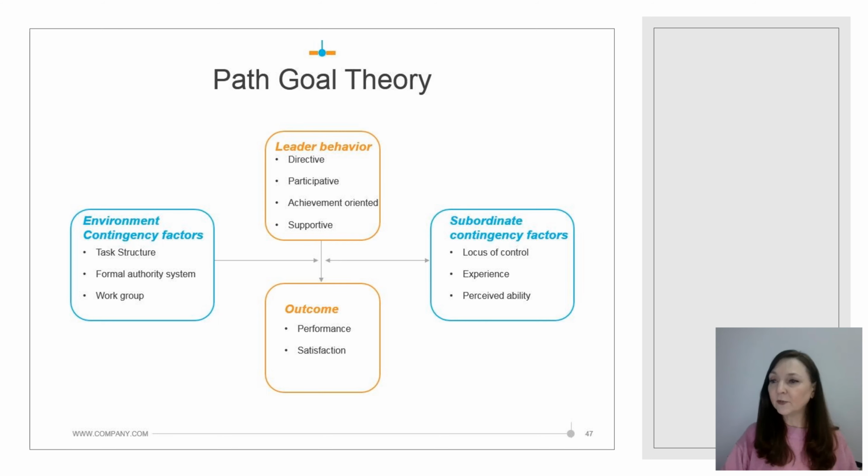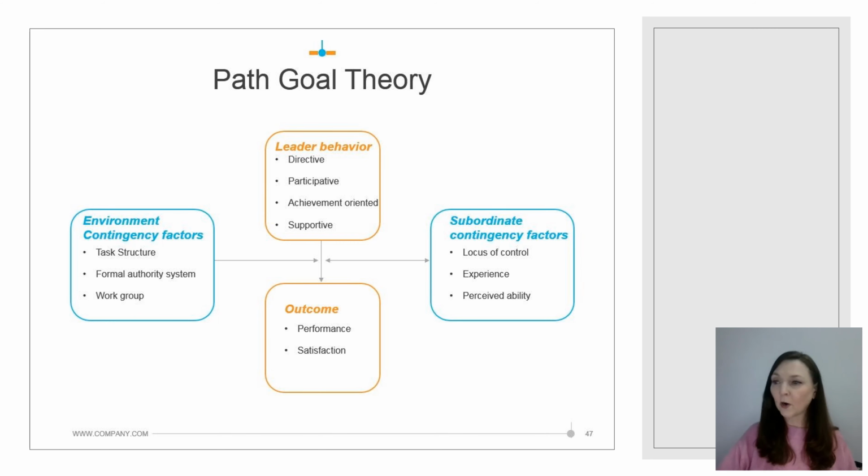Annan, 2022, states that path goal leaders define goals, clarify the path, and remove obstacles while providing support to employees. These are the methods they use to motivate subordinates to accomplish goals and enhance employee performance, focusing on employee motivation.